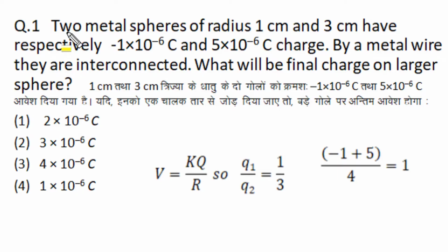Let's start. Two metal conductor spheres have radius 1 centimeter and 3 centimeter, and they have respectively minus 1 microcoulomb charge and plus 5 microcoulomb charge on the 3 centimeter sphere. Now by a metal connection wire they are interconnected. After that interconnection, what will be the final charge on the larger sphere of 3 centimeter radius? We have to find out.